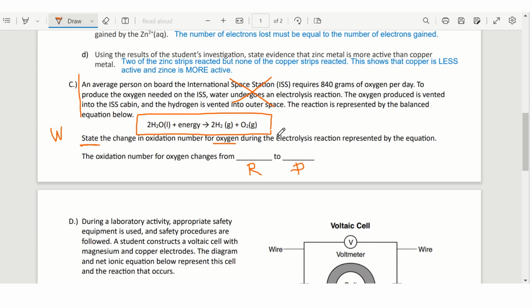Okay. So I'm going to do the product one first because that is easy peasy. Look at it. It is oxygen gas, no charge. So I don't care that it's oxygen bonded to oxygen. It's not bonded to anything else. It's just bonded to itself. When it's bonded to itself with no charge, it is going to be 0. All right. Now over here, I'm going to figure it out.